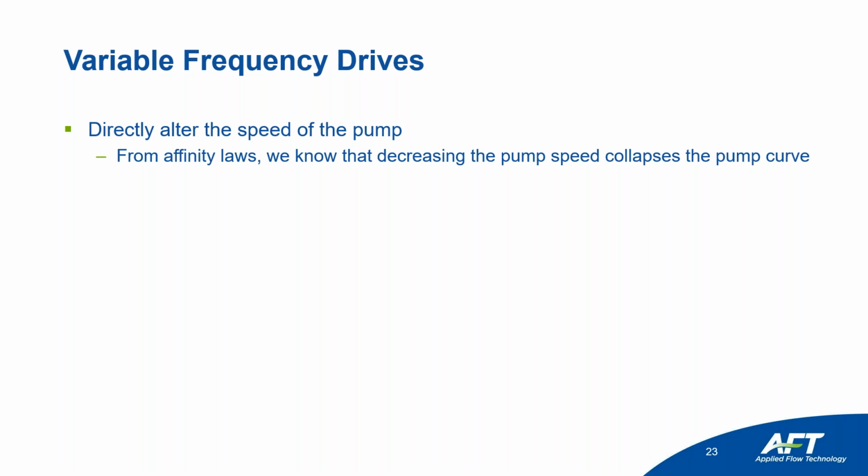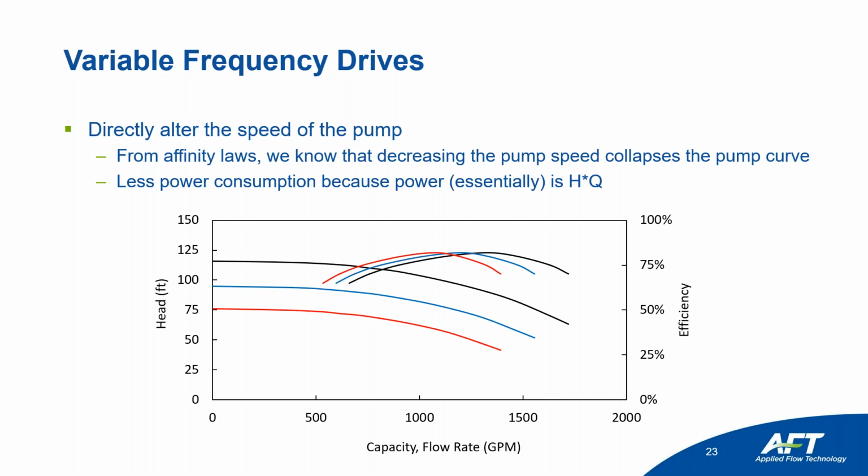So if you know your affinity laws, and again, not back to basics, we know that decreasing the pump speed collapses the pump curve. It just drops it down, better shown with the graph, which we will do. There is less power consumption because of that, because power is H times Q. So what that means is, I'm going to pull out my little pencil real quick. Let's say this is 100% speed. This is 90% speed. And this is 80%. So by just changing the speed of the pump with that VFD, you're collapsing the curve, right?